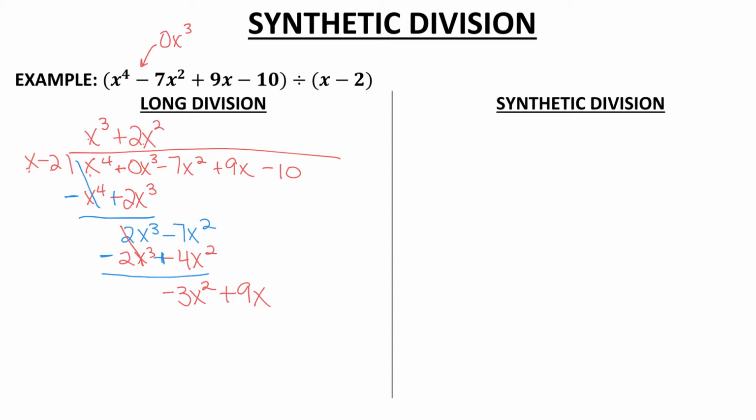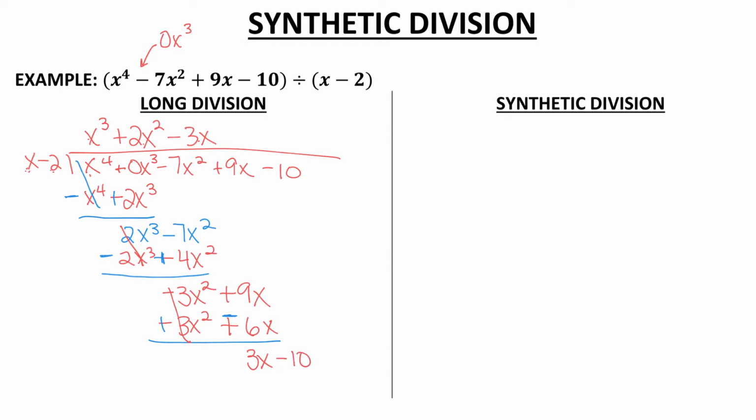Now divide. Negative 3x squared divided by x is a negative 3x. Now multiply. Negative 3x times x is negative 3x squared, and negative 3x times a negative 2 gives you a positive 6x. Draw your line, change your signs. So now, when I add those up, these cancel. This gives me 3x. And I'm going to bring down the minus 10.